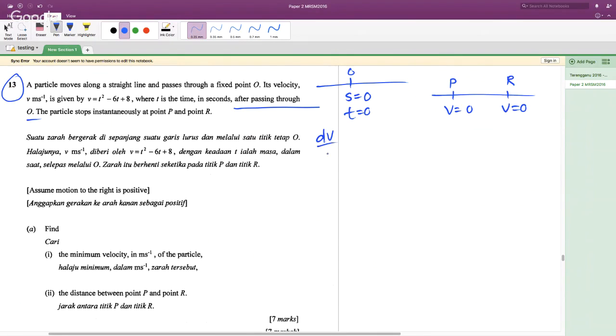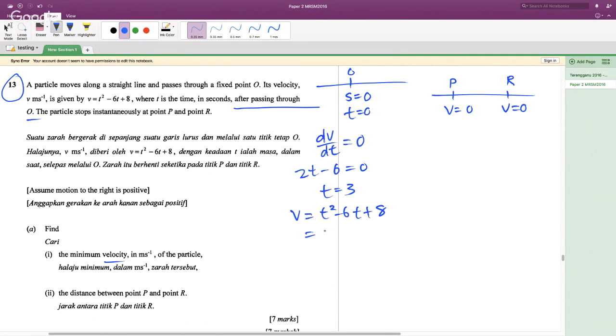Maximum velocity means dv/dt equals 0. So I have the v equation. That means 2t minus 6 equals 0. So t equals 3. But then the question doesn't ask us to find t. They ask us to find v. So I'm going to substitute into the v here. v equals t squared minus 6t plus 8.